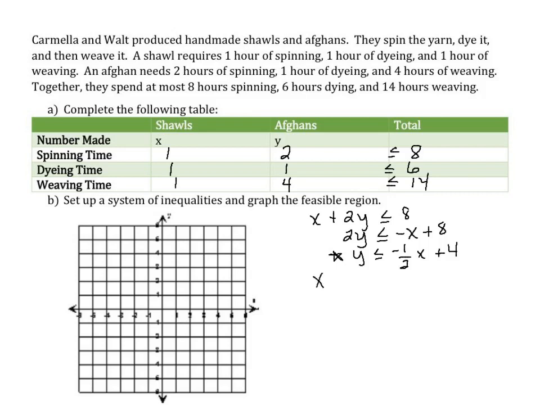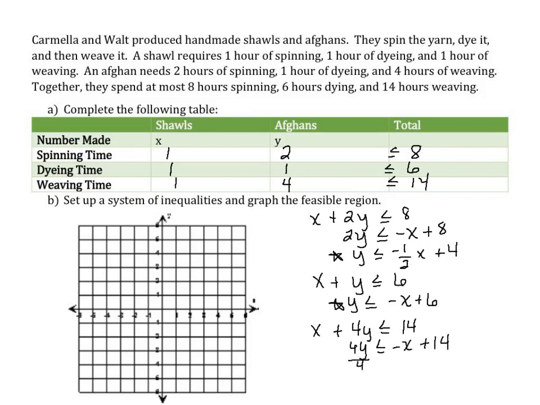We also need to graph x plus y is less than or equal to 6. So y is less than or equal to negative x plus 6. So here is our second one. And our third one is x plus 4y is less than or equal to 14. So 4y is less than or equal to negative x plus 14. Divide by 4. Y is less than or equal to negative 1/4 x plus 7/2. So then our third that we need to graph and to consider.